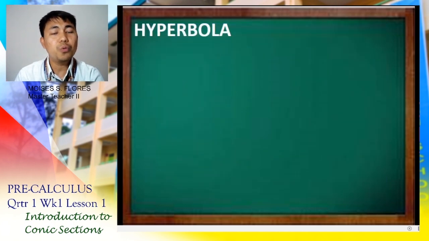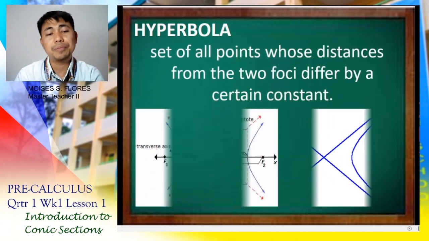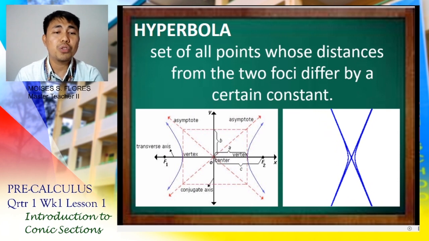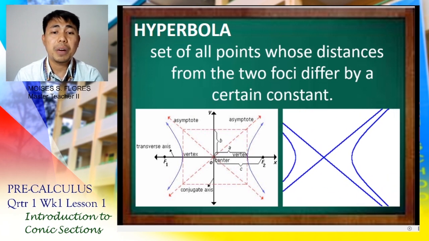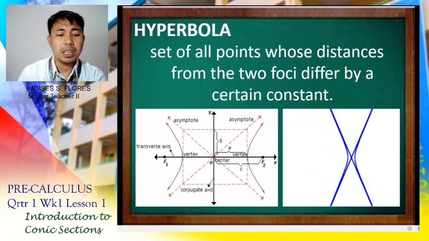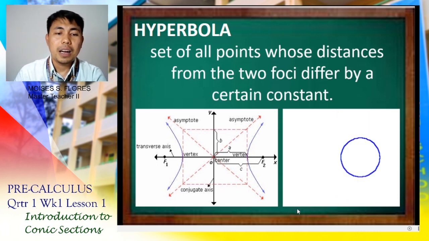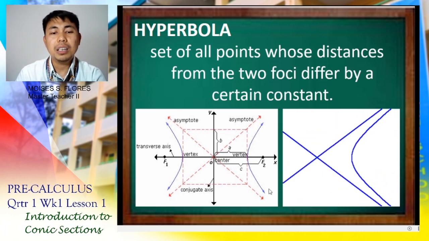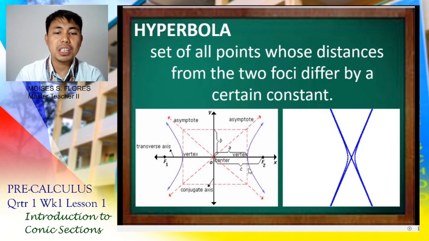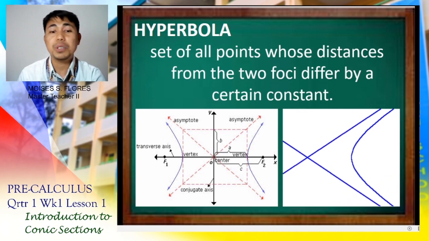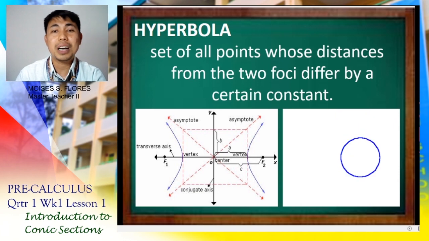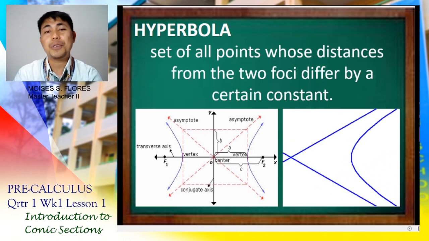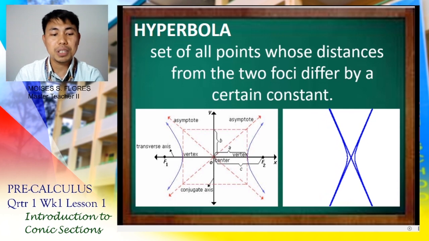Now, let's proceed with the formal definition of a hyperbola. A hyperbola is the set of all points whose distances from the two foci differ by a certain constant. As you would observe here, the figure illustrates two parabola-like curves facing opposite each other. If we compare with an ellipse, this time for hyperbolas, they are said to be facing opposite each other.